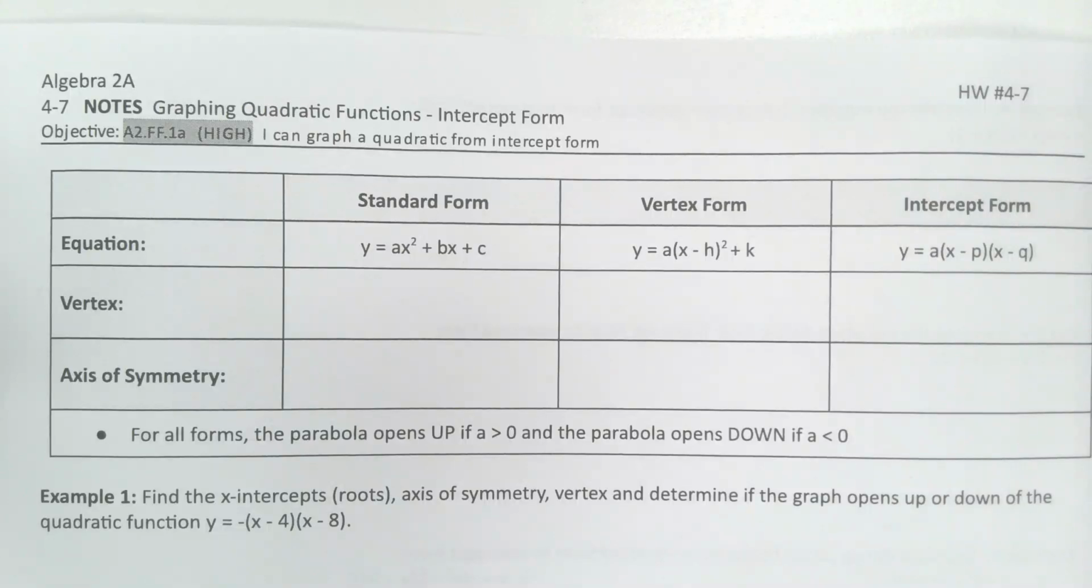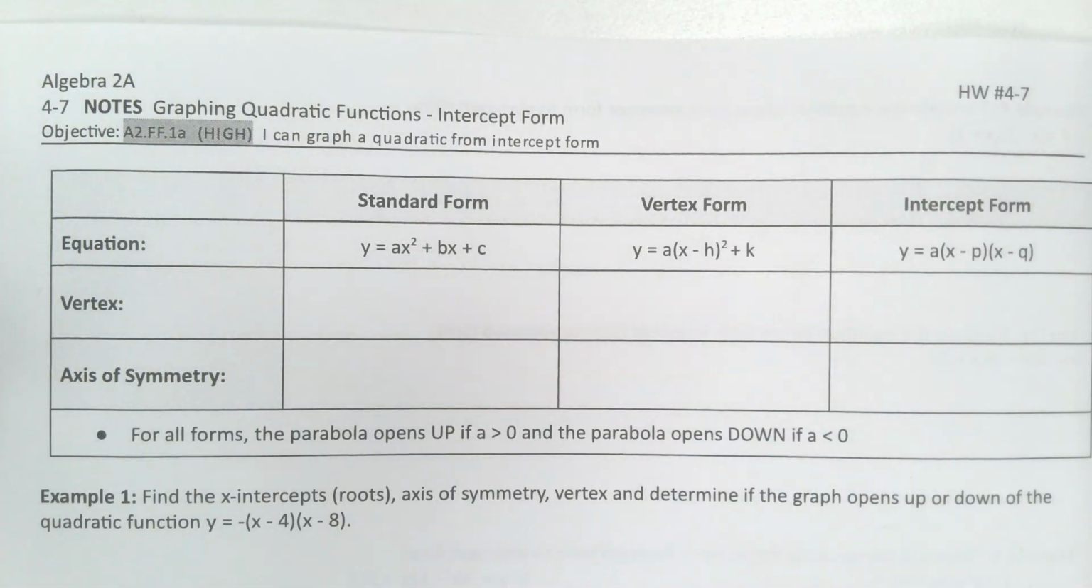All right, so what we're going to do today is we have graphed from standard form. We graphed from vertex form back in chapter 2, and then there's this other one called intercept form. So different parts give you different pieces of information.